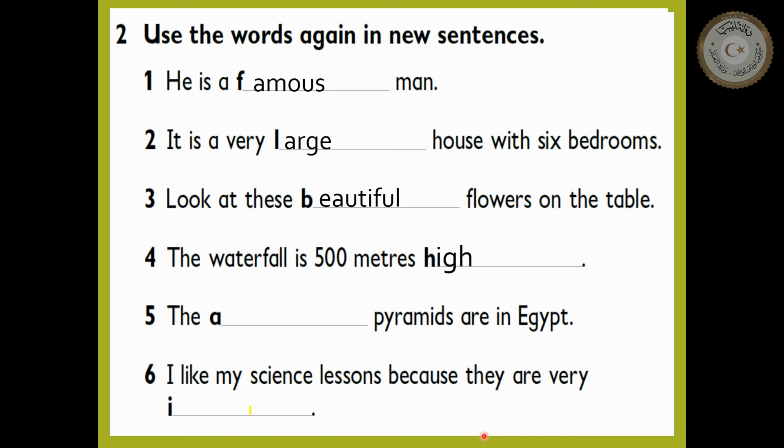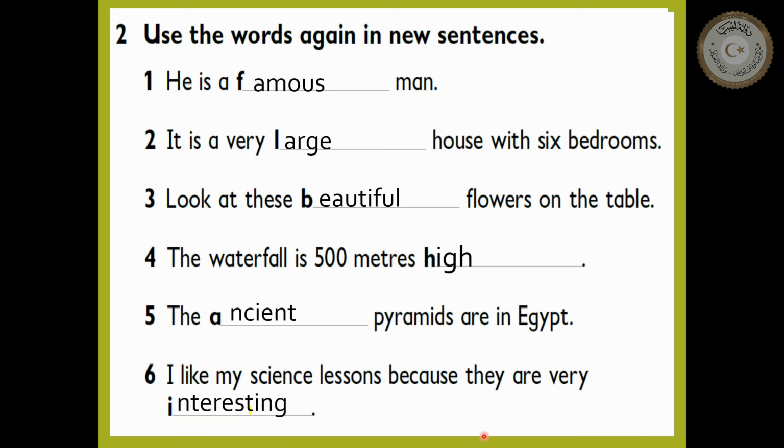Pyramids. So the pyramids are in Egypt. What do we have in Egypt? Pyramids. And it's very old. So what can we write here? Ancient pyramids.